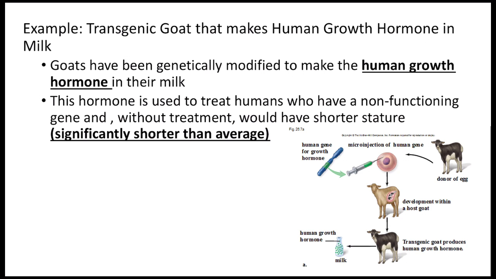So this isn't just a little bit short, this is quite a bit shorter, not just because, for example, your parents are short. So basically, if a human has a non-functioning gene for human growth hormone, and that has been identified as a deficit, they can have this goat milk that has human growth hormone in it in their diet as a supplement to help them grow.